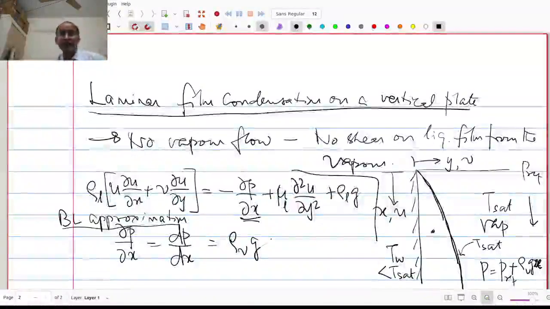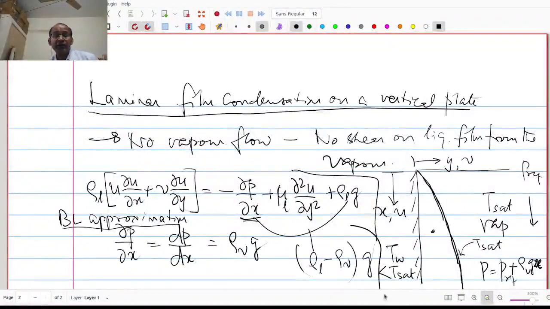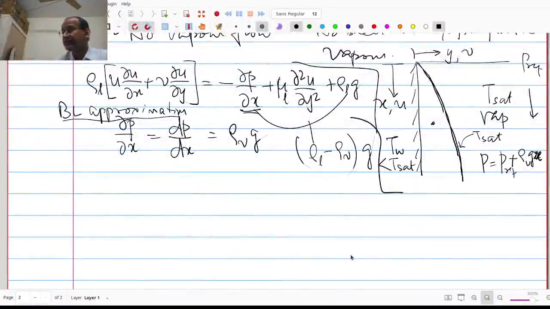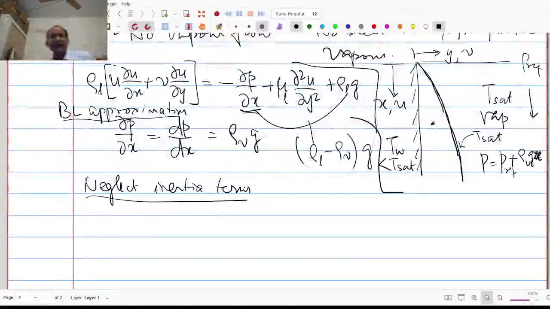So the minus del P by del X will therefore be minus rho v into G. If I combine these two terms, I'll get rho L minus rho v into G. This is the expression for the gravity term and the pressure term put together. If I neglect the inertia term, saying that the film is quite slender and the acceleration of the film can be neglected, then the left hand side will go to 0 and we can just equate these two terms.